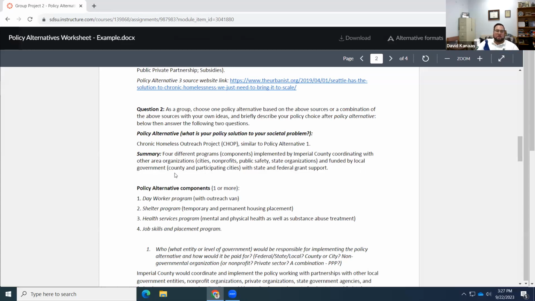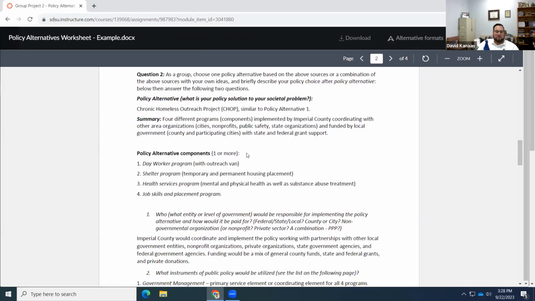And funded by local government, county, and participating cities with state and federal grant support. This should be probably on all of yours, this little caveat, with state and federal grant support. Because when you work in local government, and some of you do, you are always looking for state and federal grants, as well as private grants.